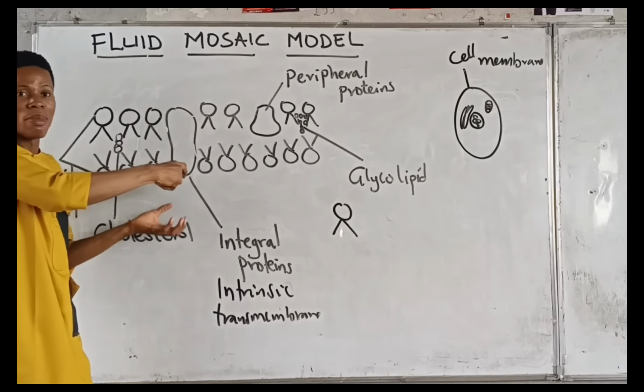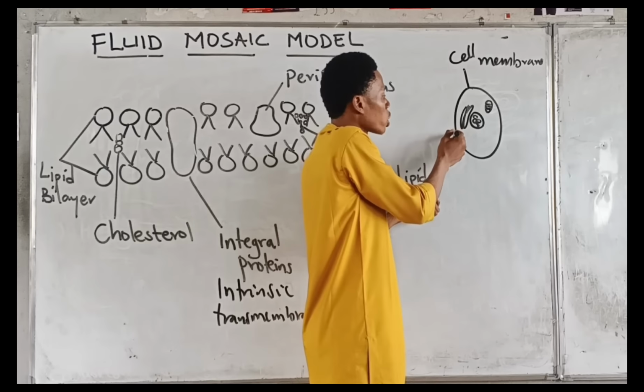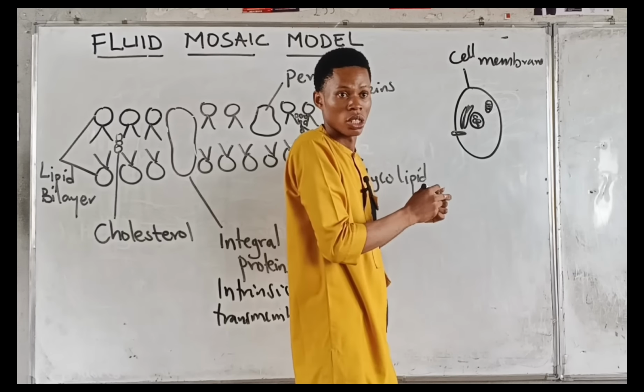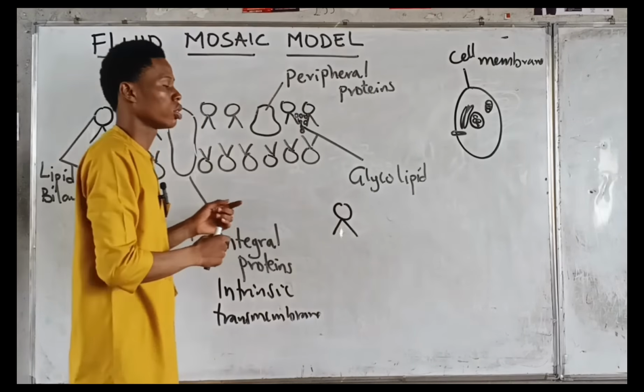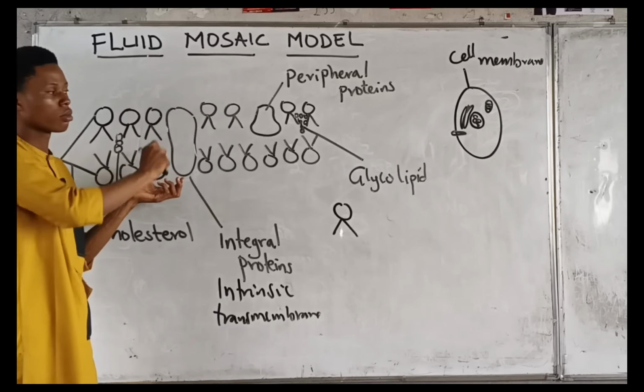Transmembrane is passing through the membrane. So this transmembrane protein is actually from the outside to the inside. Do you get? We'll see the function. But the integral protein transfers the two layers.